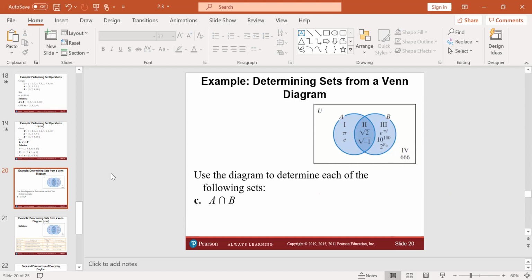A intersect B. All right there, Pilgrim. Now, A intersect B is just going to be the set of all things that A and B have in common, which is basically the things that are inside this middle piece here. So it's going to be root 2 and root -1.